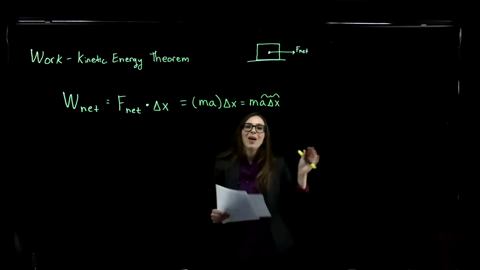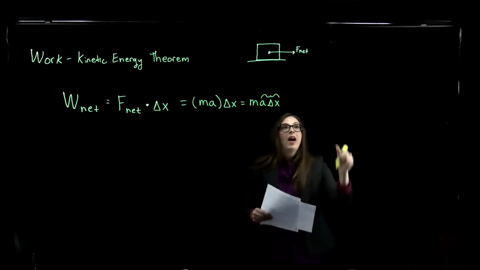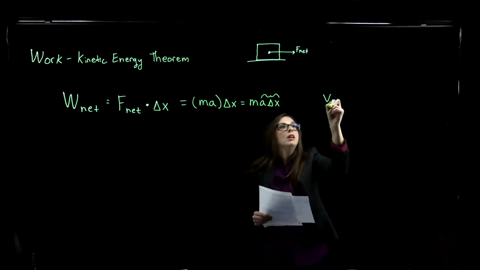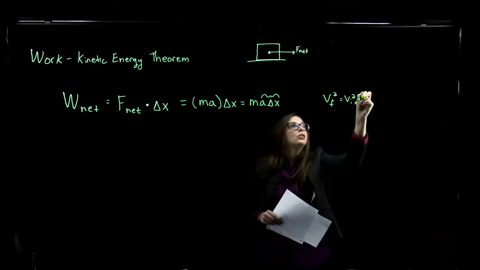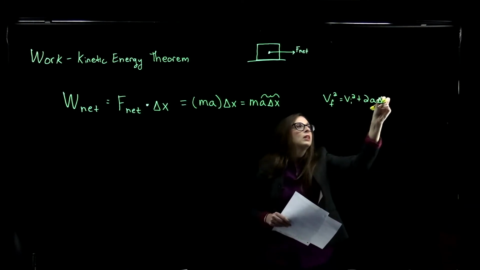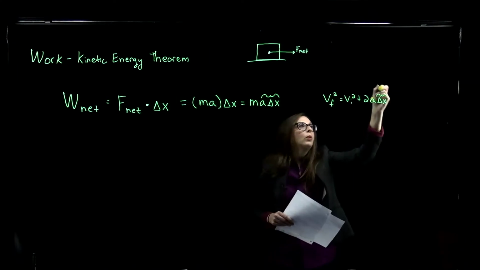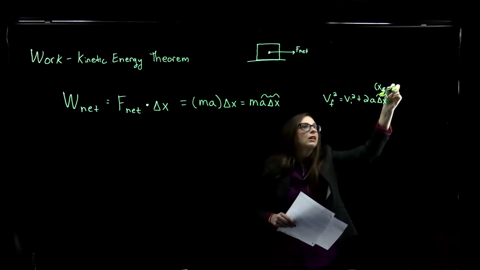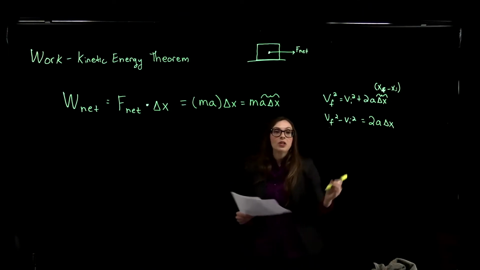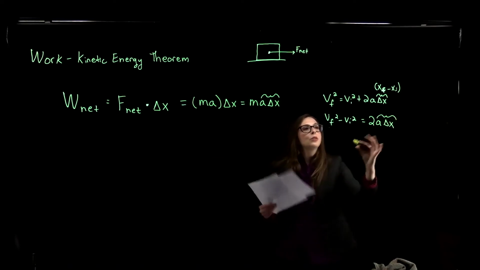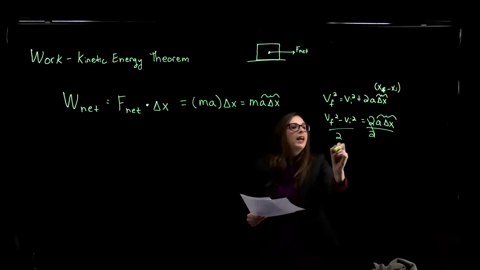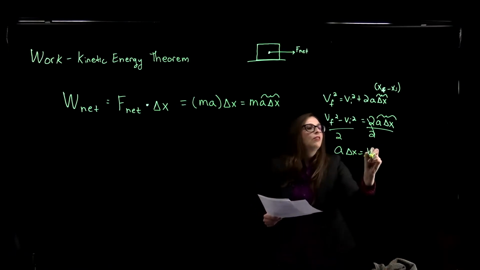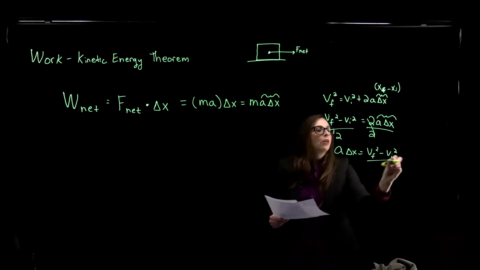If you think way back to kinematics, we had this equation that we found useful: the final velocity squared of an object equals its initial velocity squared plus 2 times its acceleration times its change in position. On the equation sheet, this delta x is x final minus x initial. Let's solve this equation for a delta x. Divide both sides by 2. Then a delta x is equal to v final squared minus v initial squared over 2.